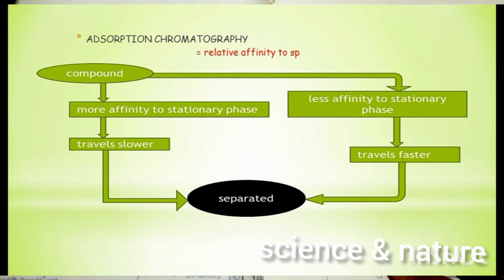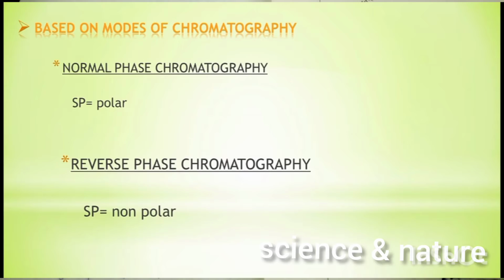Second one is partition chromatography. When the chromatographic technique involves a liquid supported on an inert solid as the stationary phase and a liquid or a gas is the moving phase, this is called PC, meaning partition chromatography. An example of PC is paper chromatography.